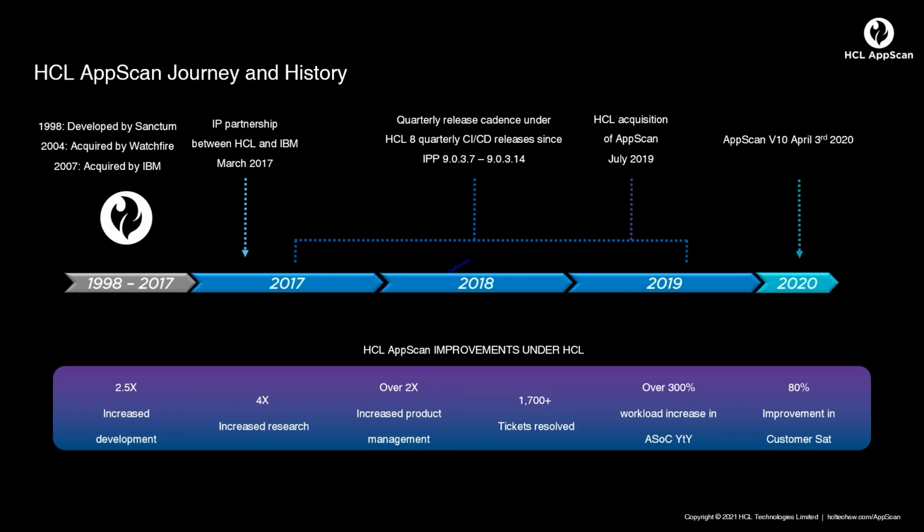It was not until 2017, 2018, that IBM entered into an IP partnership with HCL to help with research, development, and support. And it was not until 2019 when HCL finalized the entire acquisition of AppScan as a product. So that's where we are today. AppScan is a fully owned product by HCL.